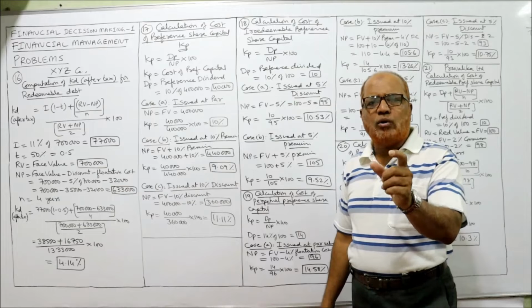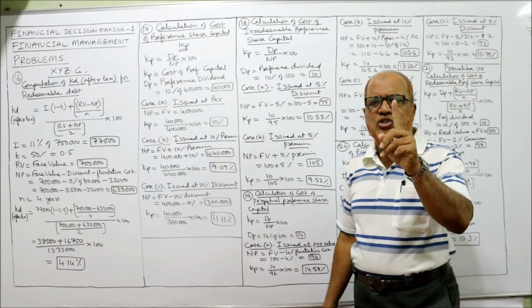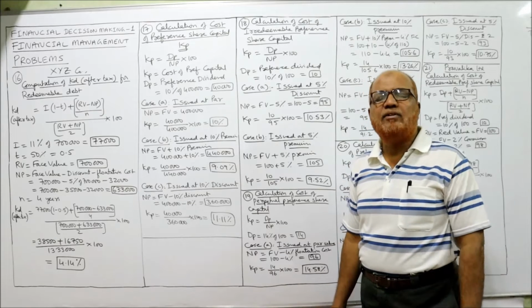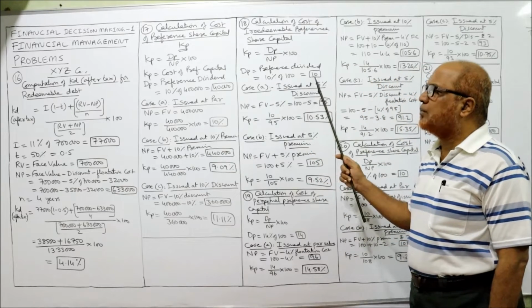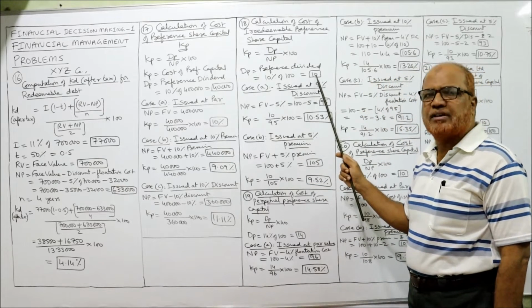The face value, nominal value of one preference share is 100 rupees and dividend is at the rate of 10%. So 10% of 100, 10 rupees. This is DP. This will be fixed.